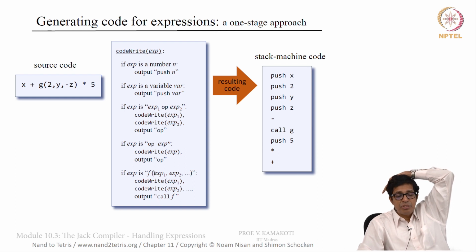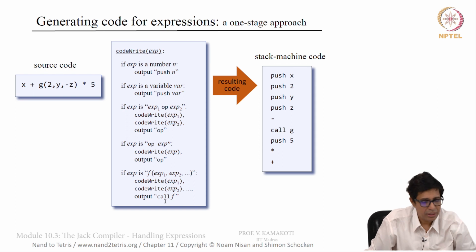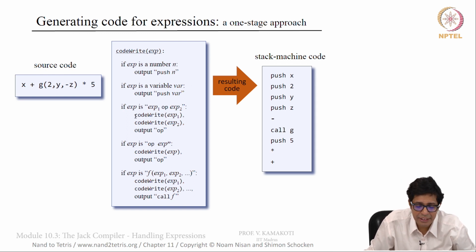If exp is function f of exp1 to exp2 to etc., we will do code write of exp1, code write of exp2, and then at the output we just say call f. So what we essentially mean is that push all the arguments of the function f and then do a call f.